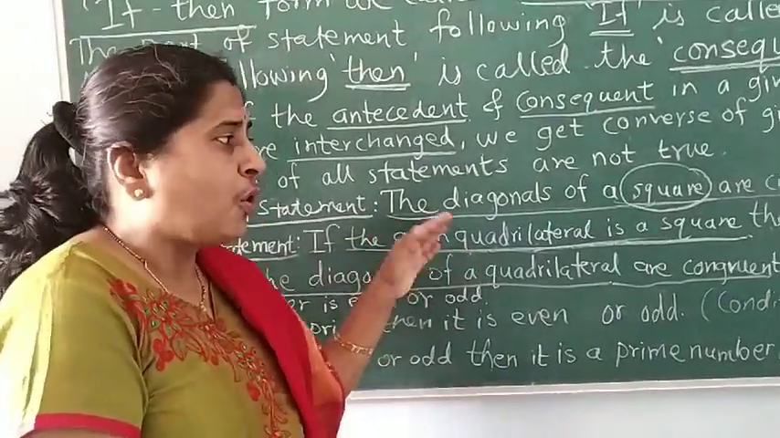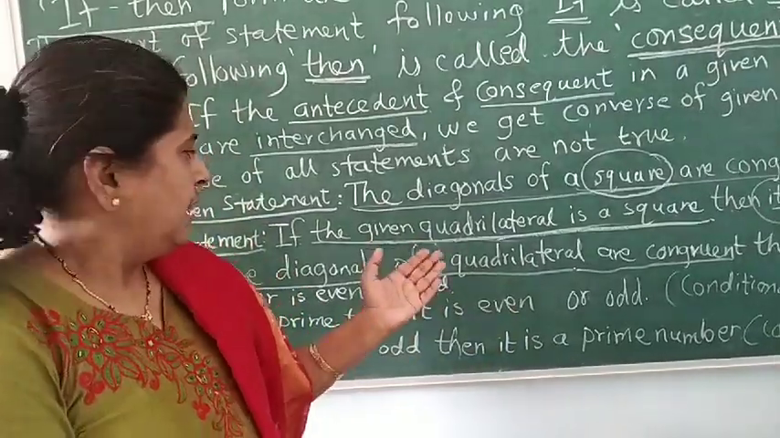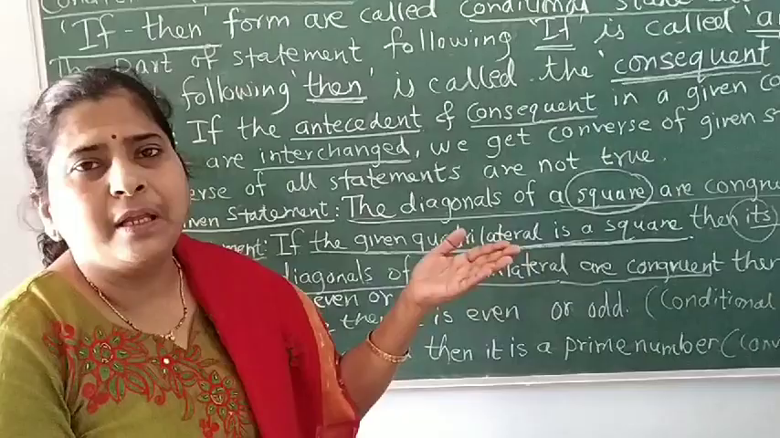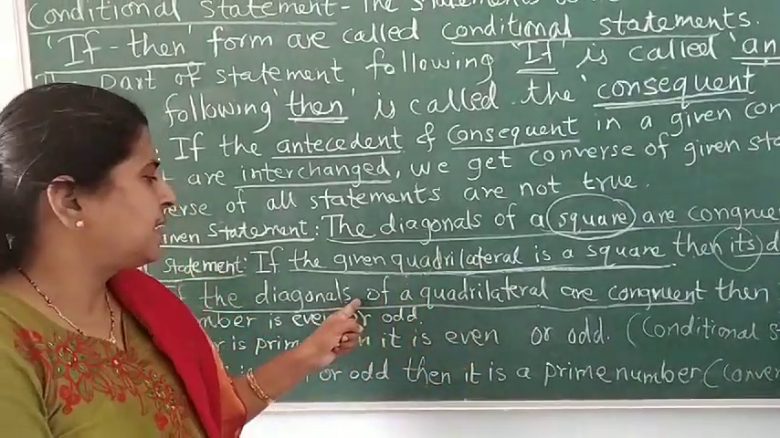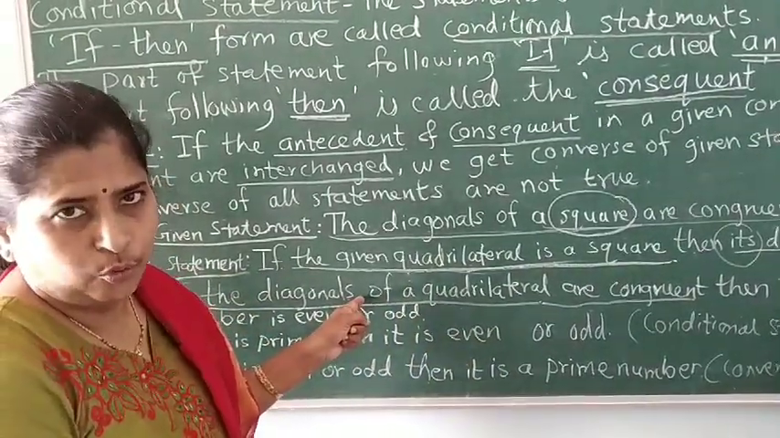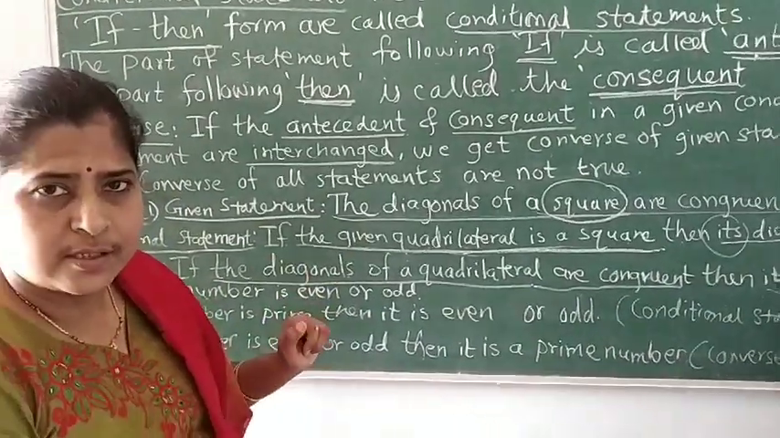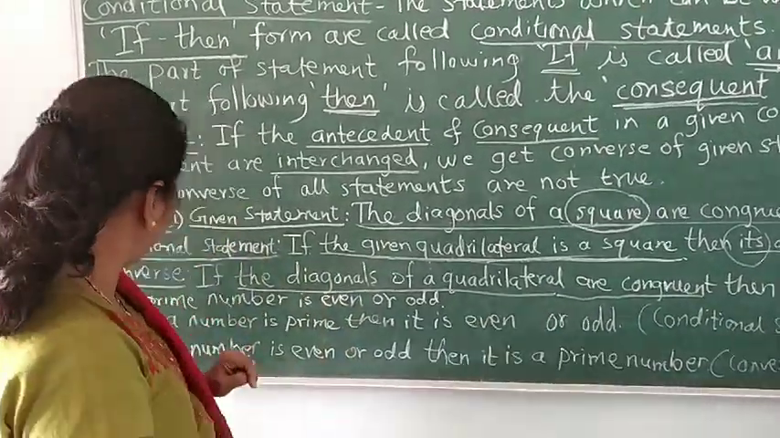It is true, but not always true, because if diagonals of quadrilateral are congruent, then either it may be square or it may be rectangle. So we cannot say that this statement is perfectly true. Okay. But still we have just learned how to write the converse. Let's take one more example.